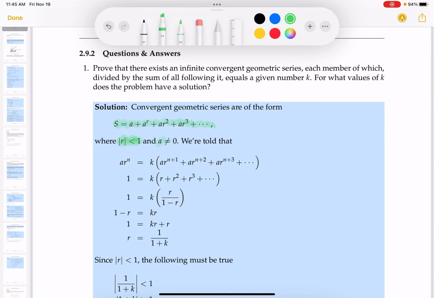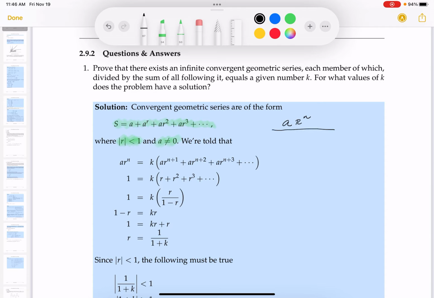And again, a is not equal to 0. Otherwise, all the terms would be 0. All right? So let's see what we're told. We're told that each member divided by the sum of all following it. So I want to point out, each member, so let's talk about just a member in general, and that would be a r to the n. It says each member divided by the sum of all the following.